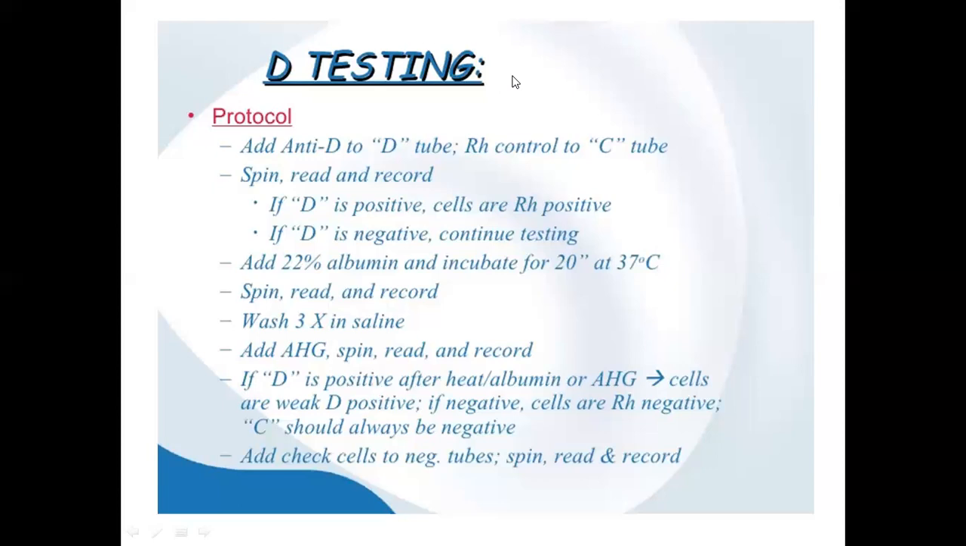So we need to spin, read, and record. We wash it 3 times in saline. The purpose of washing is to remove the unagglutinated IgG, yung mga free na immunoglobulin na hindi nakapag-react to its specific antigen kasi nga hindi sila yung target antibody IgG. So we need to remove them, because they can neutralize the AHG. No? So after washing, we add the AHG, the anti-human globulin.